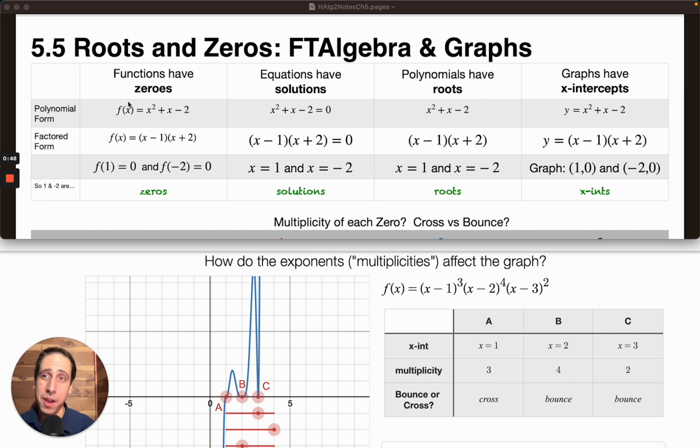Well, surprise, surprise, because it's the same polynomial, it gets factored the same every time. x minus 1 times x plus 2, in all four places.